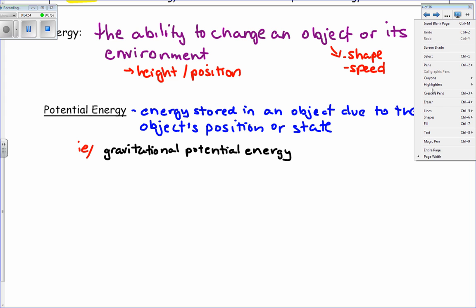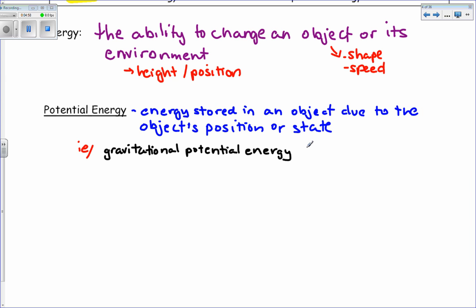That's energy that's based on height. It's based on how high an object is over a reference height. That's what gives an object gravitational potential energy.